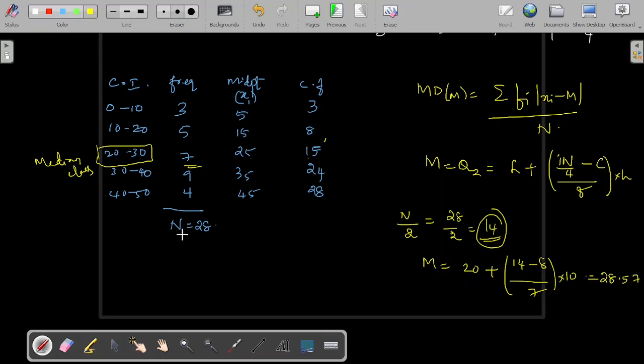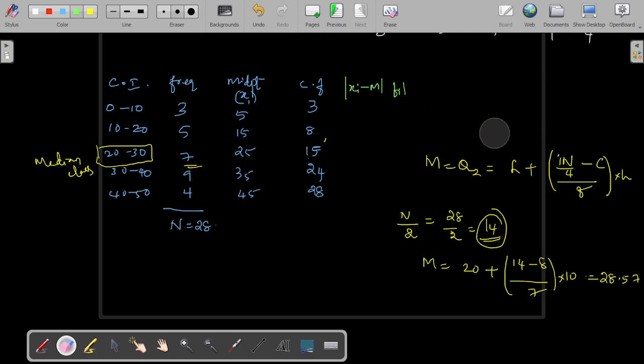28.57. Now we need one more column, that is for xi minus m. I will write here, this gives you xi minus m. One more column for fi into modulus of xi minus m. So this is the formula. Then we need fi into modulus of xi minus m.